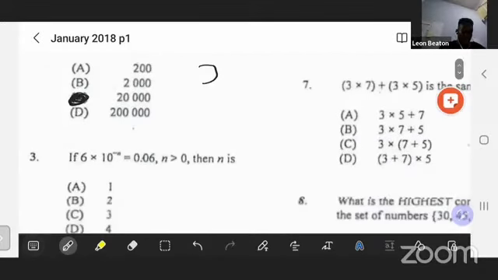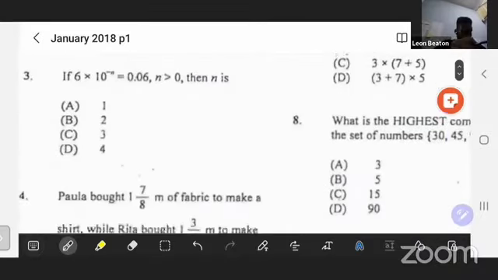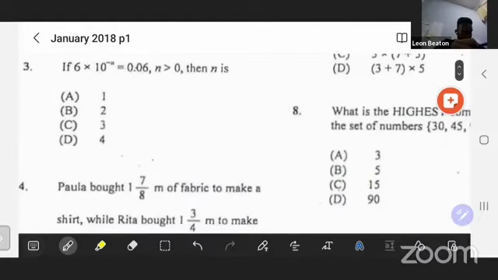So you have number 3. Number 3 says 6 times 10 raised to the negative n power is equal to 0.06, where n is more than or equal to 0. Then n is equal to. So this is just in the standard scientific notation form.